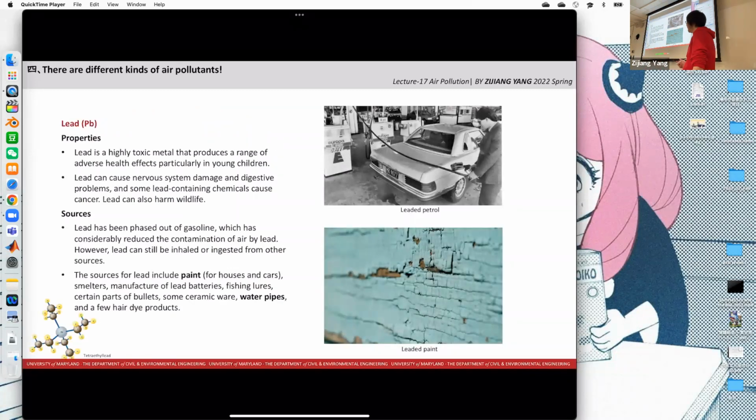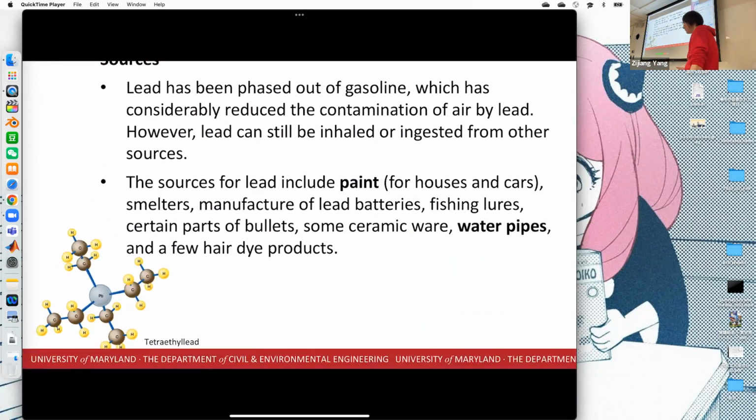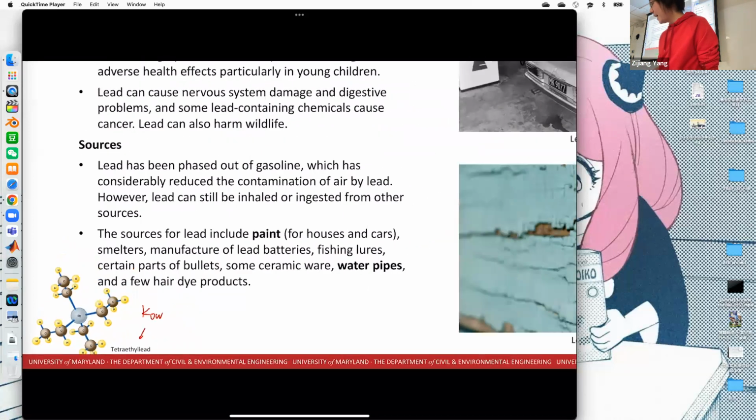And the next one is lead. Lead is considered an air pollutant because some forms of lead have very large vapor pressure. For example, this is tetraethyl lead. We can see that it is surrounded by some organic groups, so it has relatively high vapor pressure, and because it is organic, it is expected to have a relatively large KOW. So it may very easily get into human bodies or other organisms.